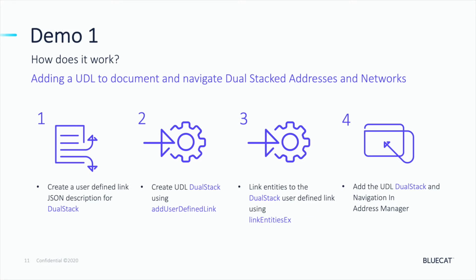In Demo 1, we're going to be looking at one of the use cases already mentioned in the architecture section. That is, we're going to be creating a user-defined link definition for the dual stack use case. Our JSON descriptor of the link type will define an implicit relationship between IPv4 networks and addresses to IPv6 networks and addresses, and we'll call the add user-defined link API passing the name dual stack. We'll then be linking our explicit IPv4 networks and addresses to IPv6 networks and addresses using this new dual stack UDL type, but passing this time the linked entities EX calls. And finally, we'll look at navigating them in the graphical user interface.